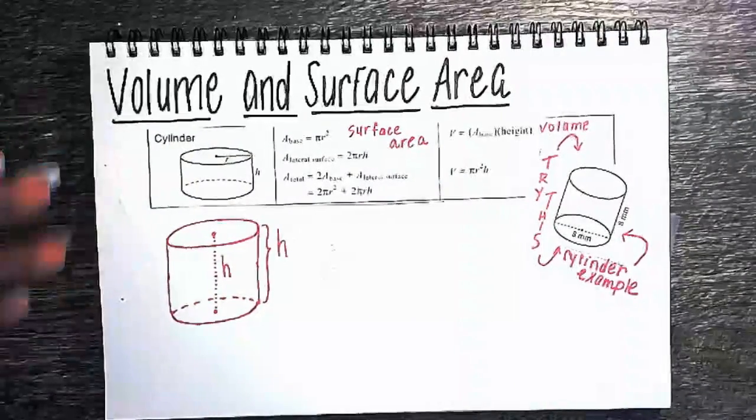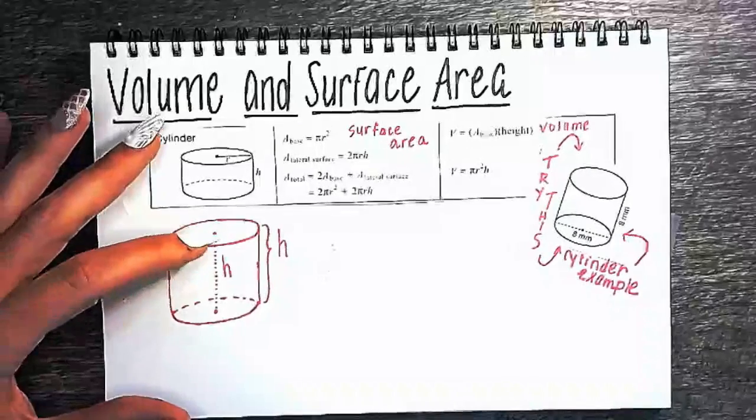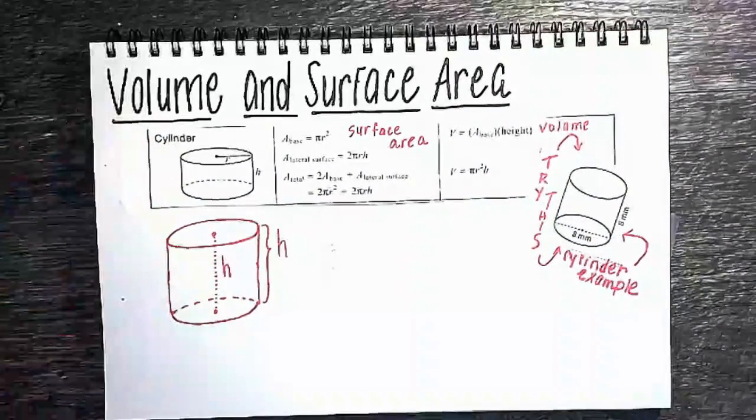Could you draw an invisible line? Absolutely. But the height goes from the vertex of a pyramid or a cone, which we'll see soon, down to the center of the base.